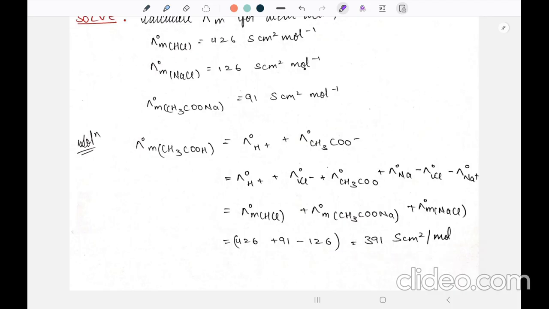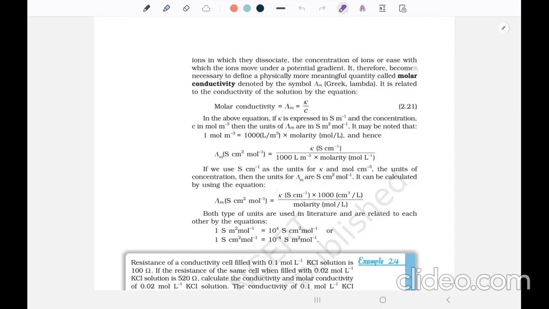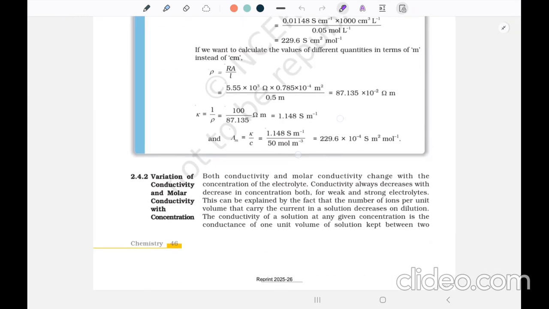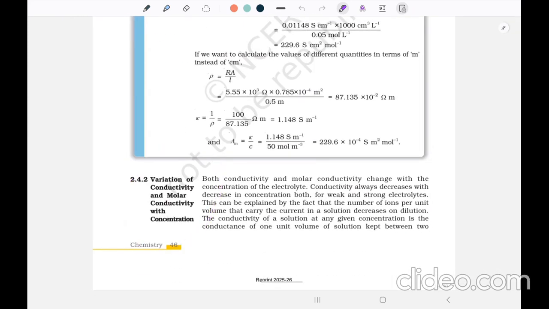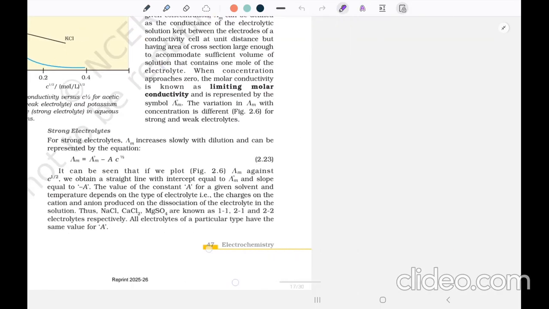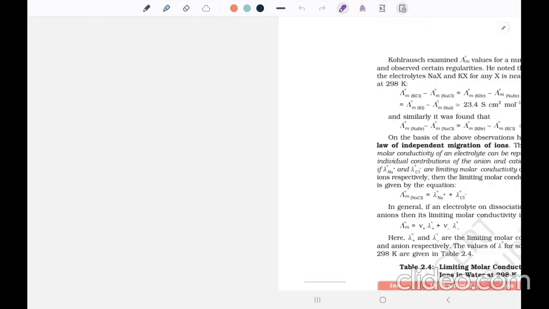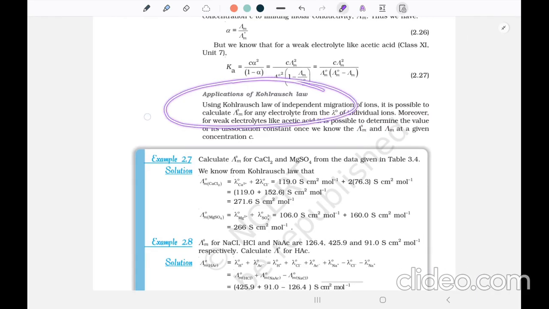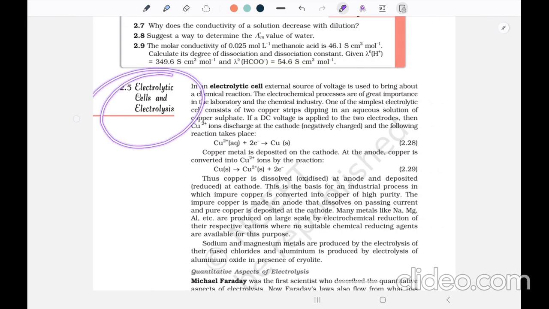Now let us give a quick NCERT reading. In this part, we have started with the molar conductivity, and we have also completed the variation of conductivity and molar conductivity with respect to concentration, and we have studied it for weak electrolytes and strong electrolytes. We also studied Kohlrausch's law, which is the law of independent migration of ions, its general formula, and its applications. So in the next part, we'll be starting with electrolytic cells, electrolytes and the working of electrolytic cells.